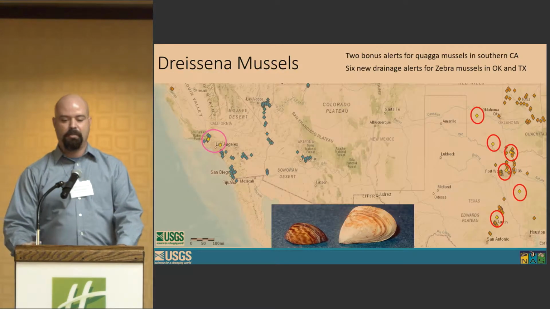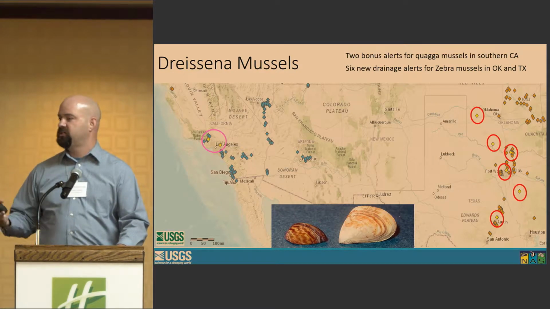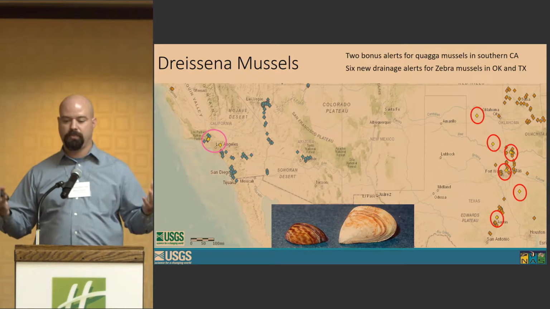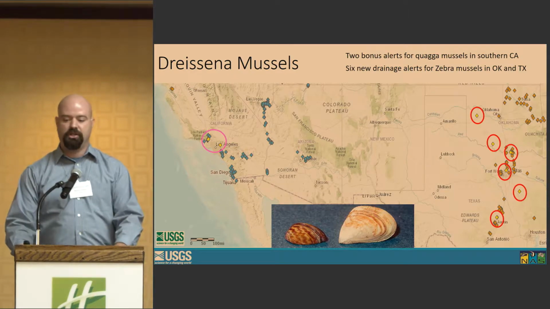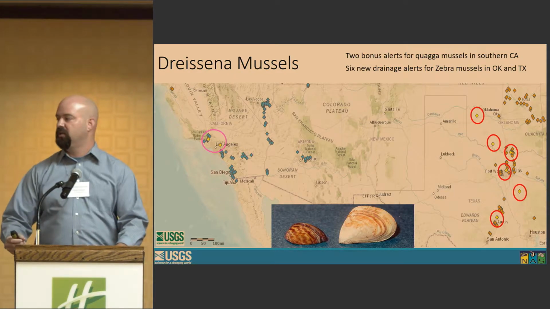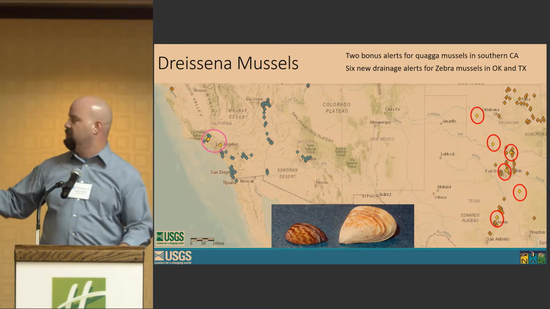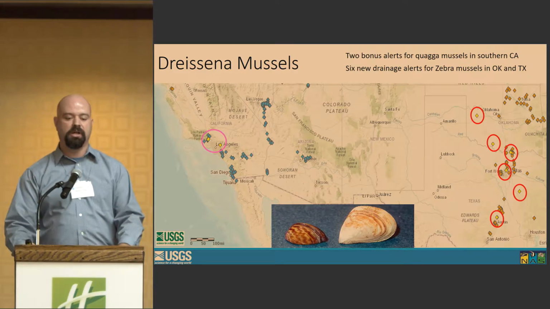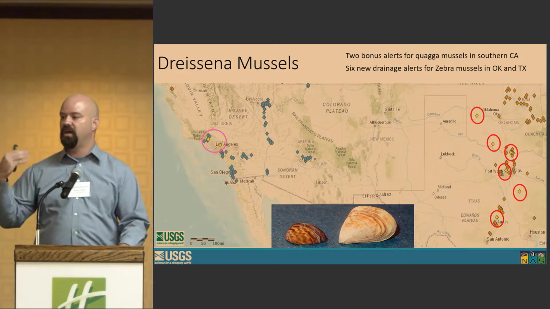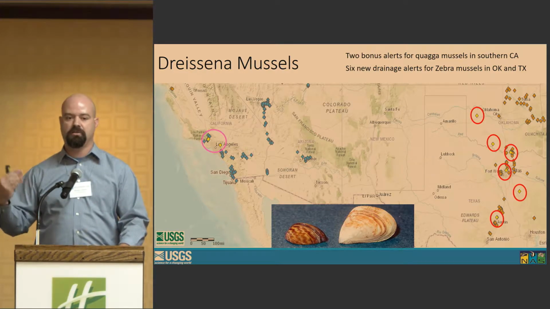So I did want to point out some of the more interesting ones, the ones that we're concerned about, and no surprise, zebra quaggas. The good news, of course, they're not spreading in all the areas we're really concerned. They're kind of moving within drainages. So you can see we got 2 bonus alerts for Southern California. California's asked us to send out an alert every time we have a new quagga sighting.